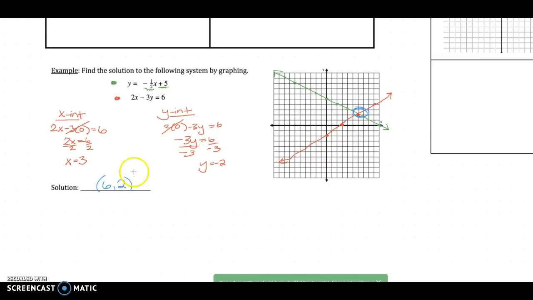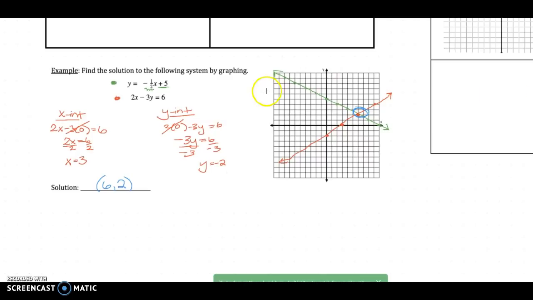If I want to check this solution, I could plug in the x value right here, and I should get out 2 for my y value. So if I plug in 6 right here, and I do the math, I should get 2. The same thing should happen for this bottom equation, and that will prove that I am right.